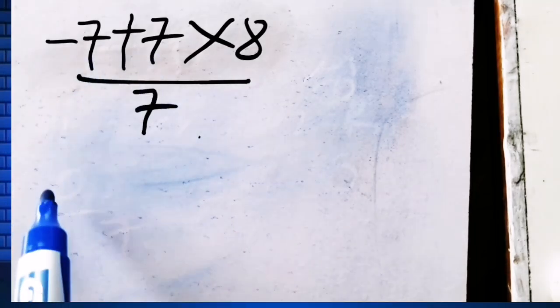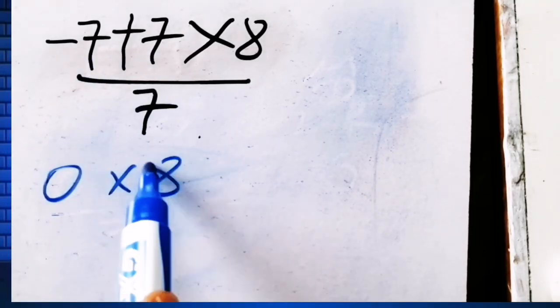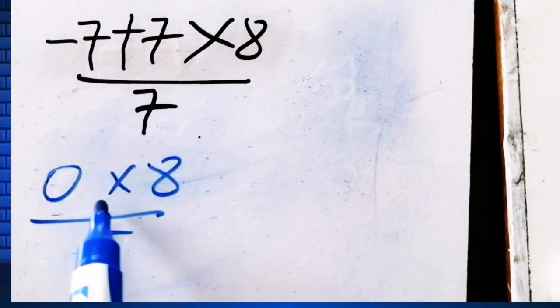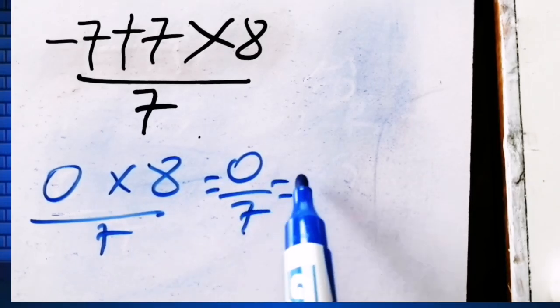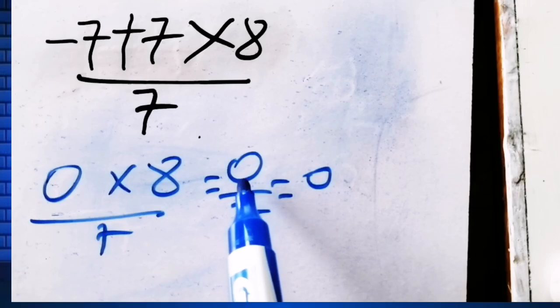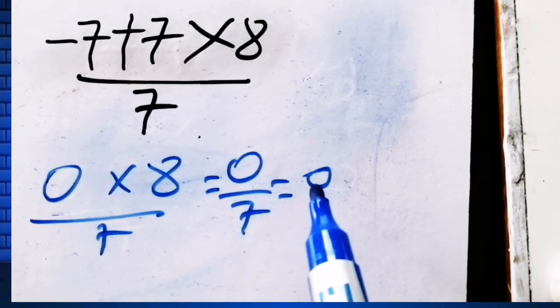Negative 7 plus 7 which equals 0. Then times 8 over 7. 0 times 8 equals 0. Okay. 0 divided by 7 equals 0, because 0 divided by any number, the answer will be 0.